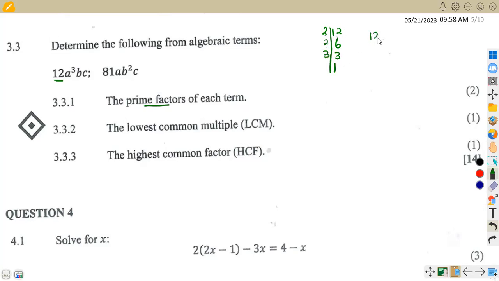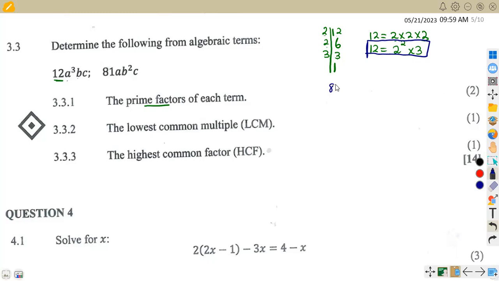So meaning to say 12 can be written as 2 times 2 times 2, okay, times 3, sorry, that's 3 here, which can also be written as 2 times 2, which is the same as 2 squared, times 3. So we can write our 12 as 2 squared times 3, just in the same way as a cubed, b cubed this way. Okay, so this is what we asked in this case.